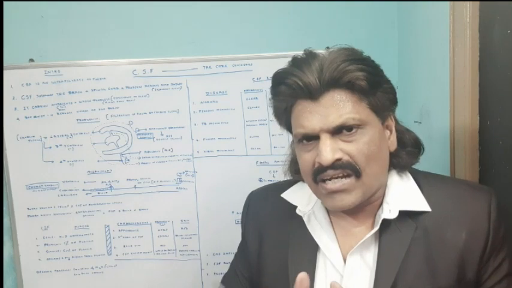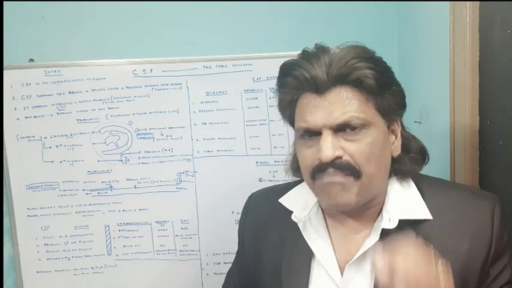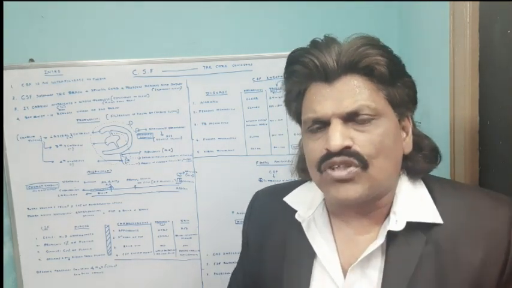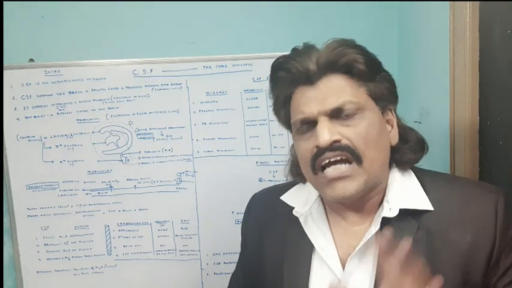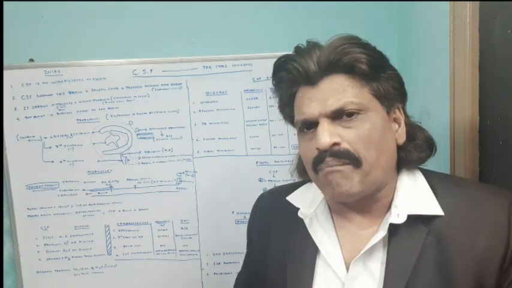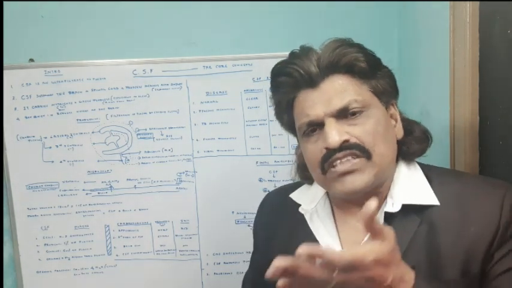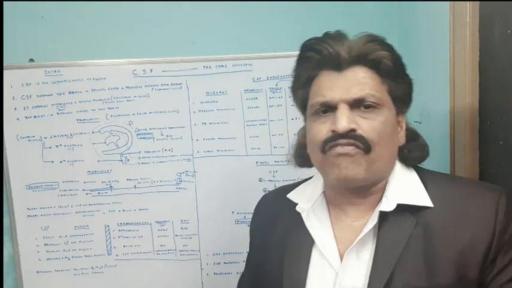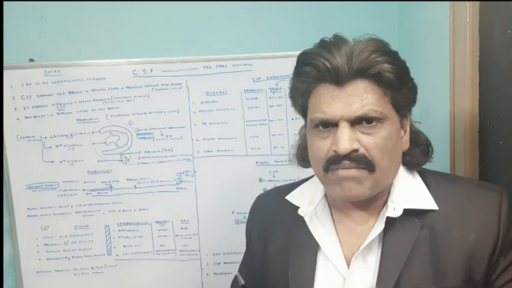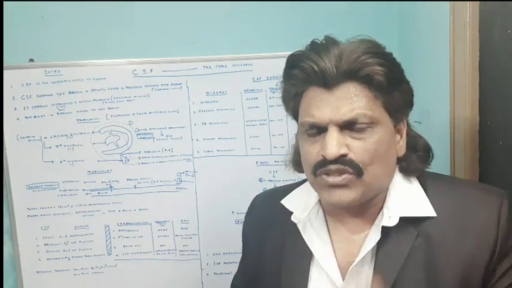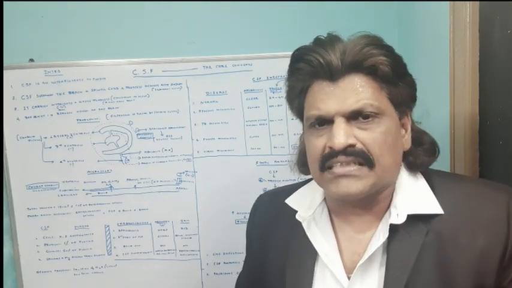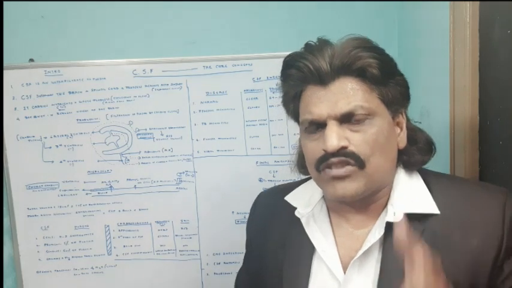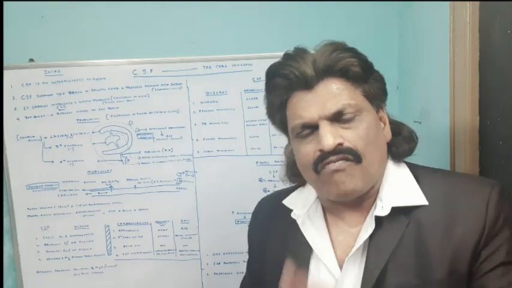Once the cell count is increased, we look at the type of the cell, whether it is neutrophils or lymphocytes. If it is neutrophils, it is going to be pyogenic meningitis. If it is lymphocytes, it could be tuberculosis, viral or fungal. So the next step is we look at the type of the cell. If it is neutrophils, it is pyogenic meningitis. If it is lymphocytes, it could be tuberculosis, viral or fungal.